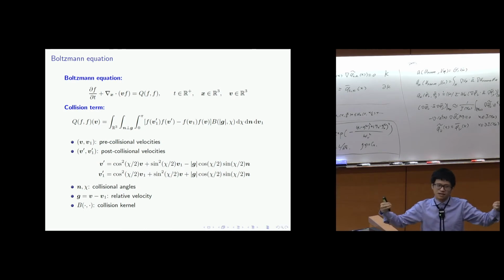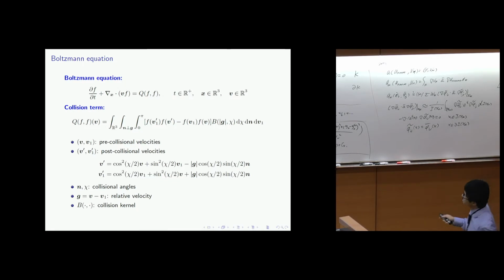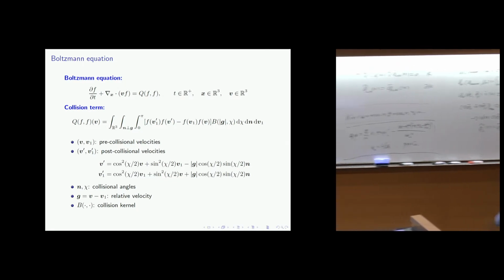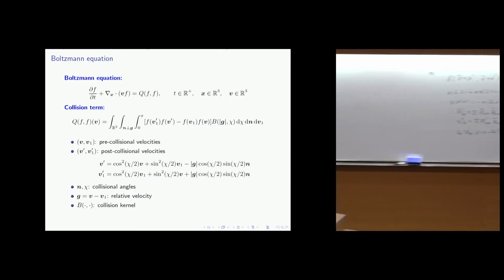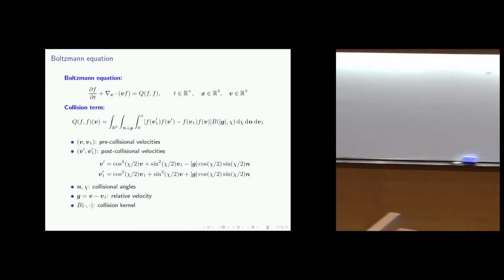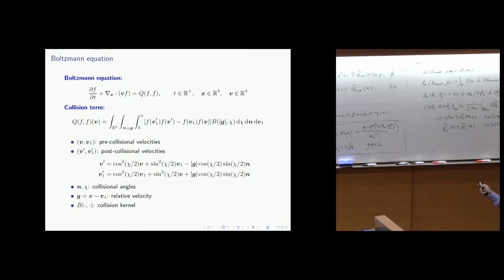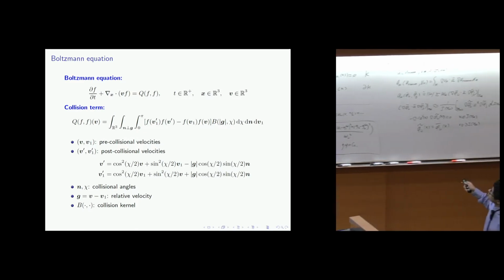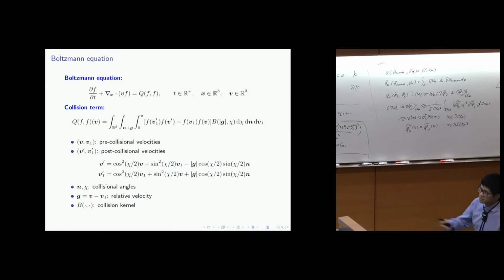Okay, but it's possible that you have a collision angle like 45 degrees, then these two particles may get velocities perpendicular to their original velocities. This is why we have collision angles here. There are two angles. You can imagine you need to describe a sphere. You need two angles. And also, we have a collision kernel over here, and this collision kernel is dependent on the relative velocity of these two particles. Okay, and you can see that this Boltzmann equation, numerically, is quite complicated.